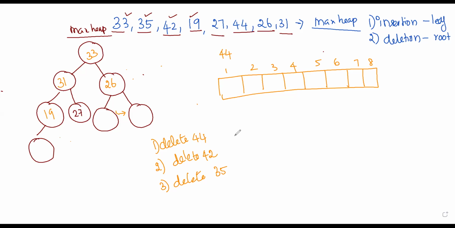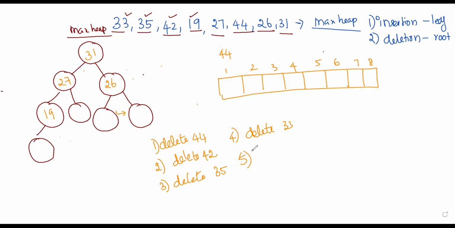Next, what element is to be deleted? You have to delete 33. After deleting 33, what happens? The last node, that is 27, will reach this position. 27 is compared with its children. 31 has the higher value, so swap. 31, 27. Check with the children. So this is a max heap.